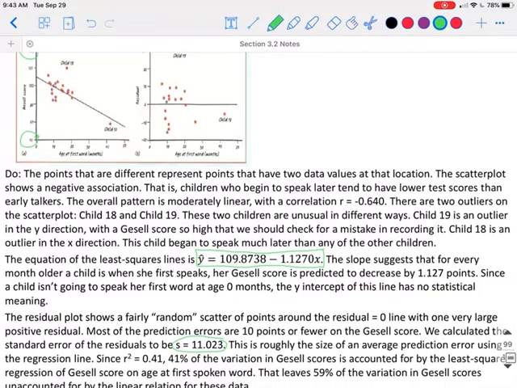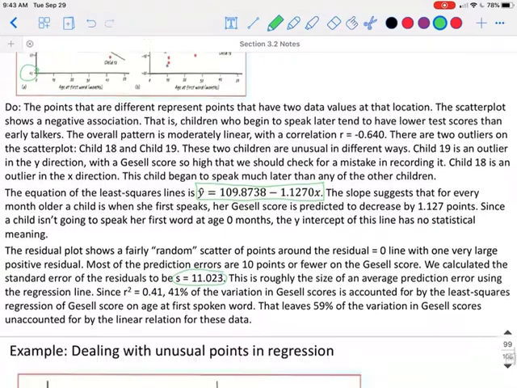by 11 points. The R squared value is 0.41, or 41% of the variation in the Gessel score is accounted for by the regression line. This means that 59% of the variation is not accounted for.